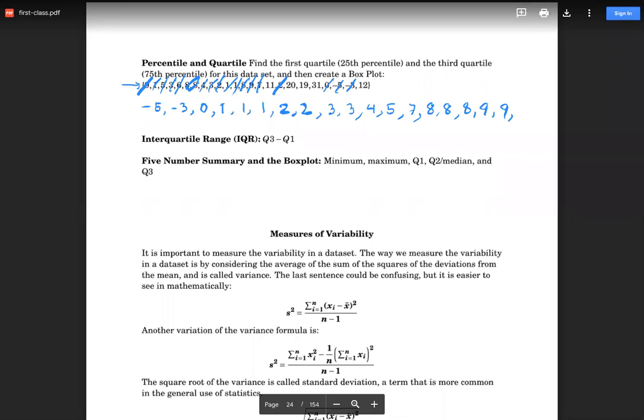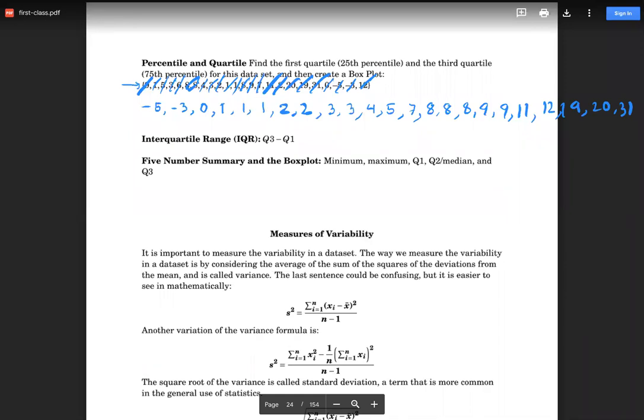All of these. There is no 10, there is an 11, and there is a 12, there is a 19, 20, 19, 20, and there is a 31. I think I covered everything. So you ordered the data set first, okay? You ordered the data set.